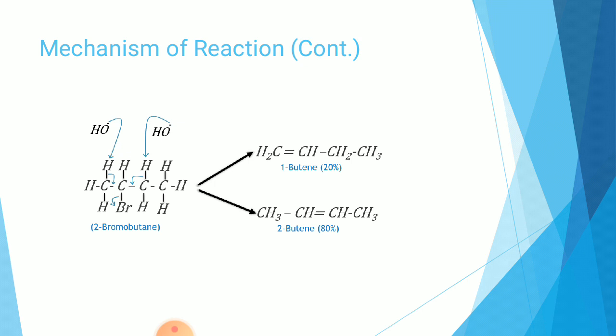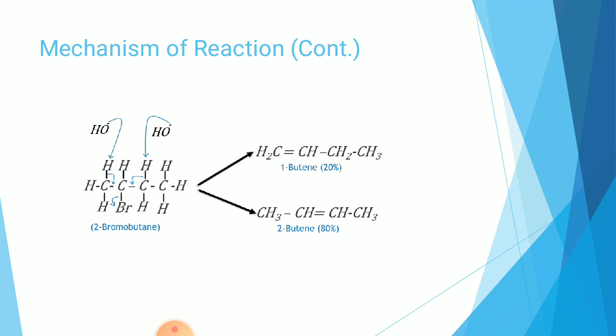But in the second case, if the base abstracts the hydrogen atom from the third carbon atom from the left side, or the second carbon atom from the right side, it forms CH3 CH double bond CH CH3. So it is forming 2-butene. As two products are formed, we have to identify which one is the major product and which one is the minor product.